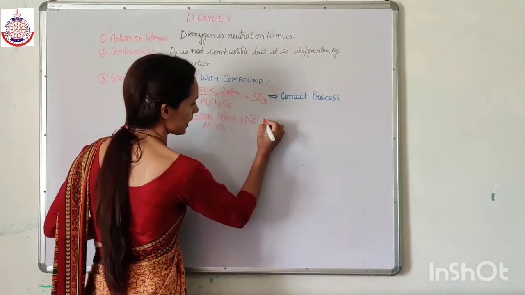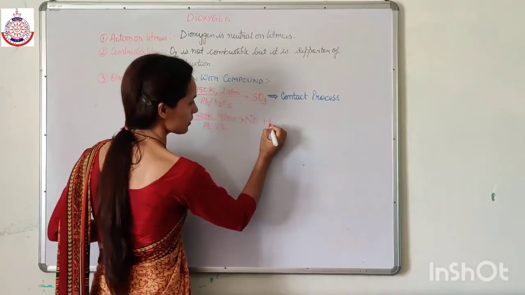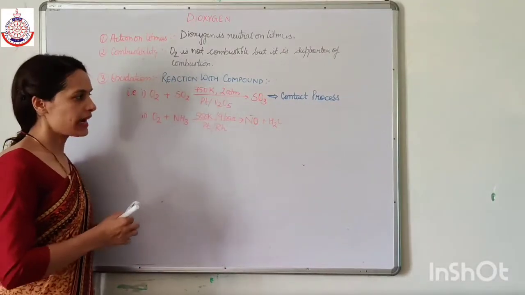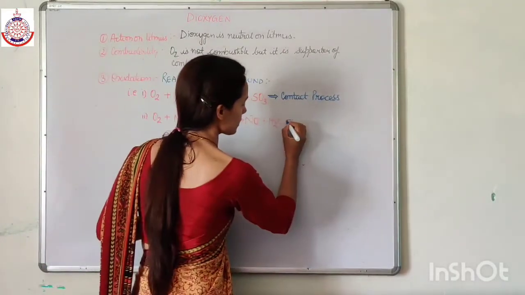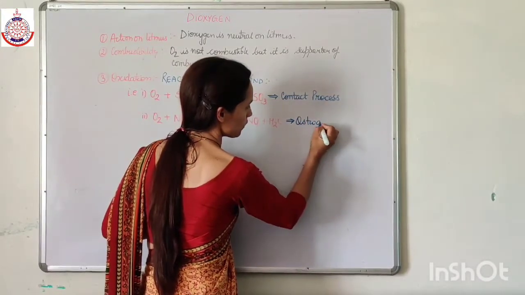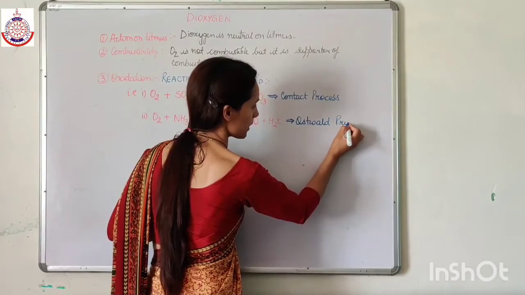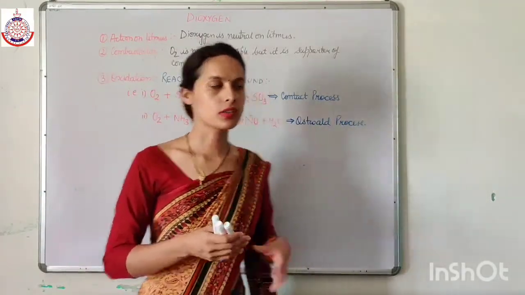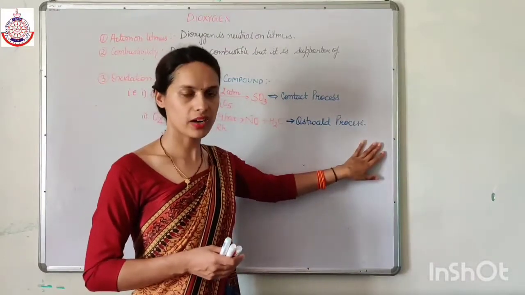Then we get nitric oxide plus H2O, and this forms the base step of the Ostwald process, which is used in the preparation of nitric acid. So what is the Ostwald process? The process which is used in the preparation of nitric acid.